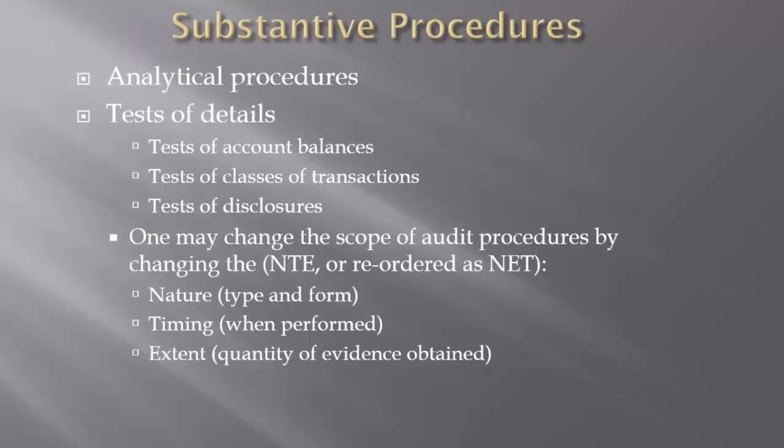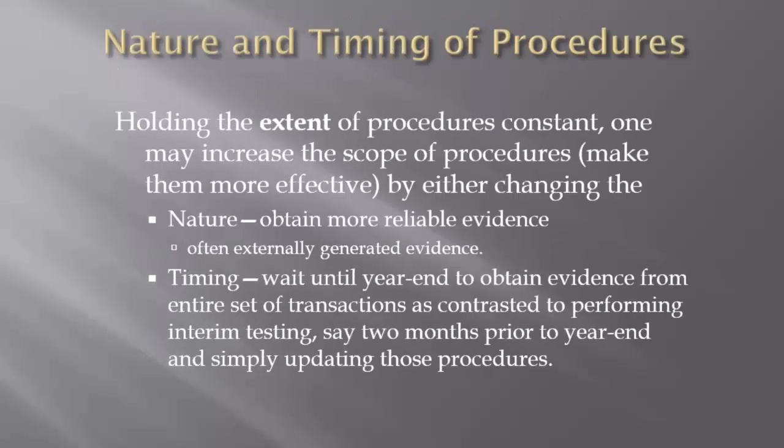One may change the scope of the audit by changing the nature, timing, and extent of these procedures. So I had mentioned these three words before. We'll actually get a little bit more detail on these. So the nature and timing of the test is we hold the extent of the procedures constant. One may increase the scope of procedures by either changing the nature of the testing or the timing. So if we wait to year end to obtain evidence, that generally speaking means that we are increasing the scope of the audit and decreasing our detection risk.